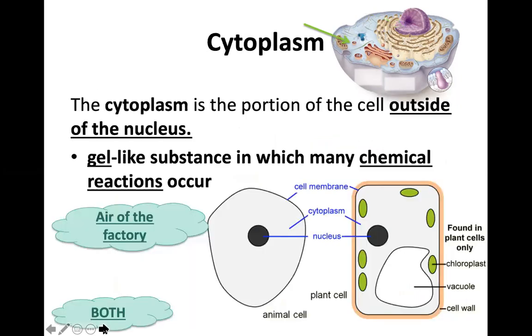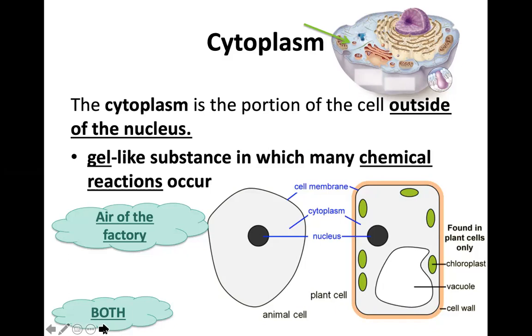Okay, next is the cytoplasm. This is something else that you'll see in all cells. So even a prokaryotic cell will have cytoplasm. Okay, this is the portion of the cell that's outside of the nucleus. So we consider this a gel-like substance, and this is where chemical reactions take place.